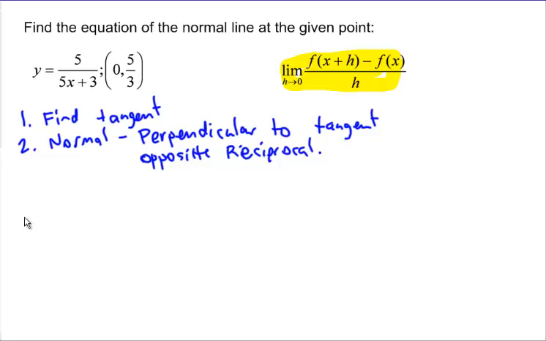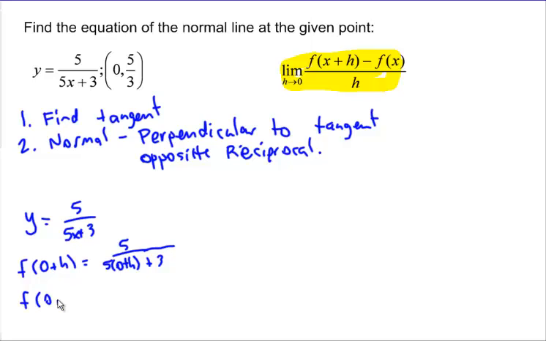Alright, so let's look at our function, y equals 5 over 5x plus 3. And in order to find our slope of our tangent line, we're going to take our x-coordinate 0 plus h. And this will give us 5 over 5 times 0 plus h plus 3. And then the function also at 0, which hopefully you notice from your point, in this case is just going to be 5/3. We just need that y-coordinate.